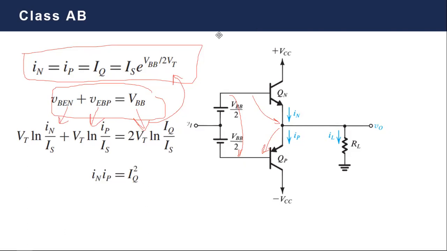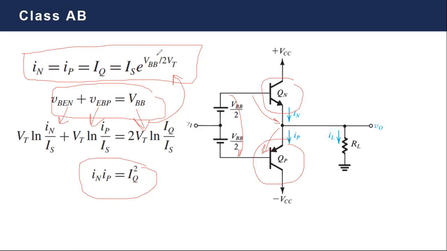Okay, so now this equation is very interesting. It says that IN, the current flowing in the QN transistor, times IP, the current flowing in the P transistor, equals IQ squared. Remember that this IQ is a function of VBB over 2, so simply it's a constant.